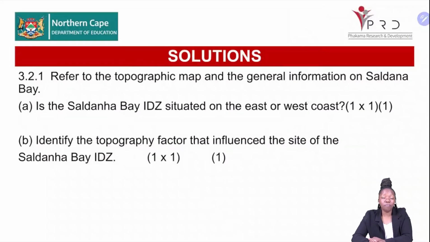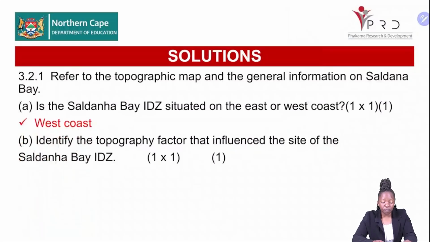Right, girls and boys, looking at our question 3.2.1a, whereby you are supposed to tell on which coast the IDZ Saldanha is situated. It is situated on the west coast. Where do we get that? From the map of South Africa that we are given, which shows the location, and also it is written in the general information.